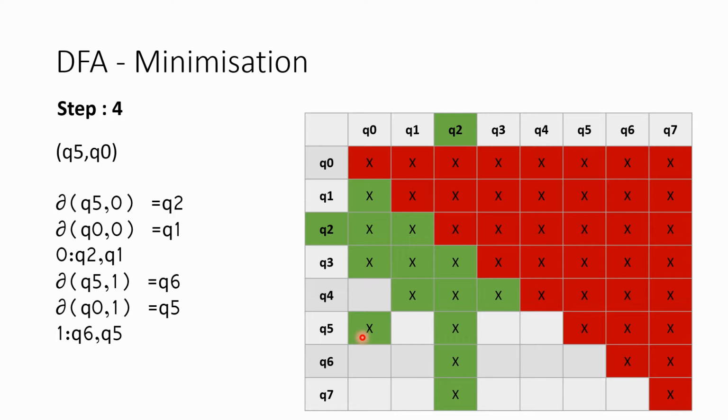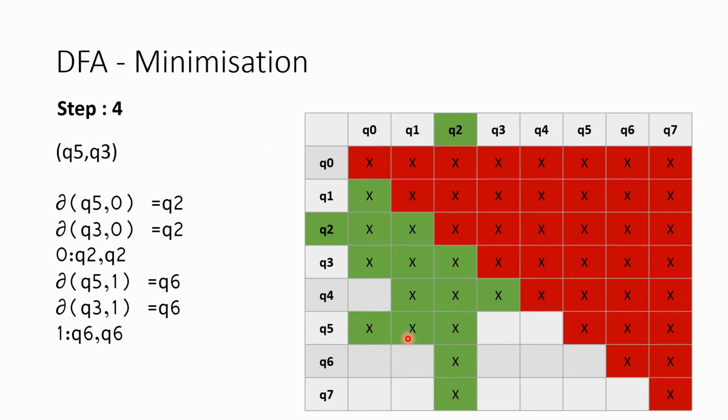The next tuple set is Q5, Q1, for which the transition functions give the values Q2, Q6 and Q6, Q2. And we very well know that Q2, Q6 is a non-equivalent state, so we are going to mark Q5, Q1 as non-equivalent as well.